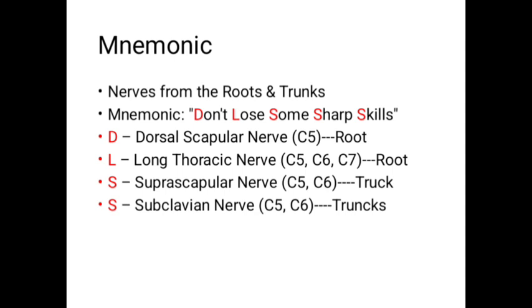Now the first two letters form the branches of the root, while the last two letters form the branches of the trunk. Also take note of the nerve root where each is coming from, because it can be asked in your multiple choice questions. Now, the nerve from the trunk has roots C5 and C6, while the long thoracic comes from C5, C6, and C7.